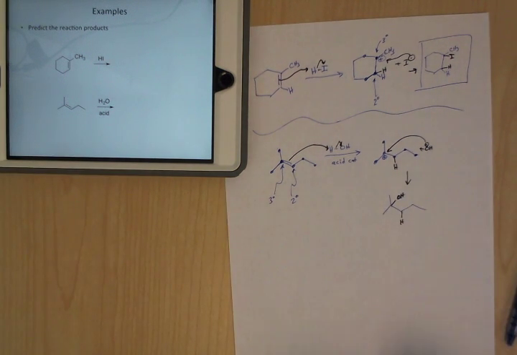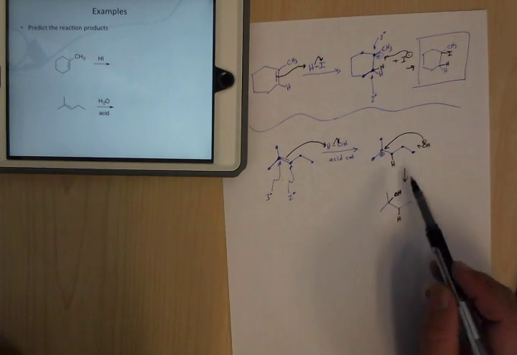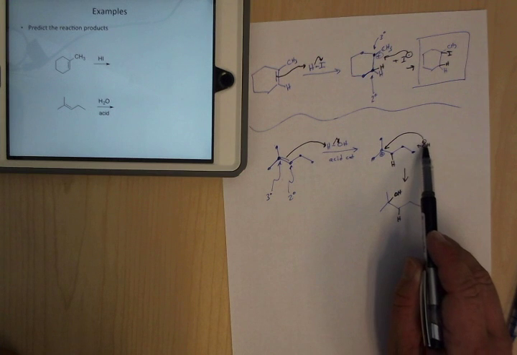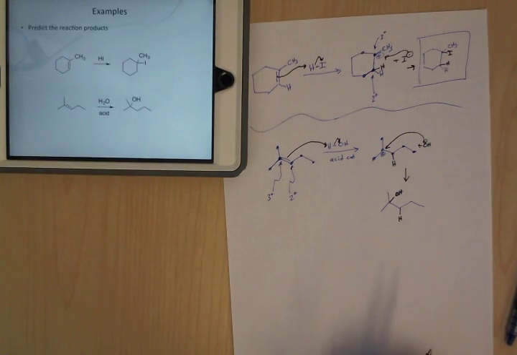Like that. Again, you wouldn't have to show that hydrogen, but it's just to show you where things go. The positive charge goes here, and so the negative charge comes in and attacks it. Okay, there you go.